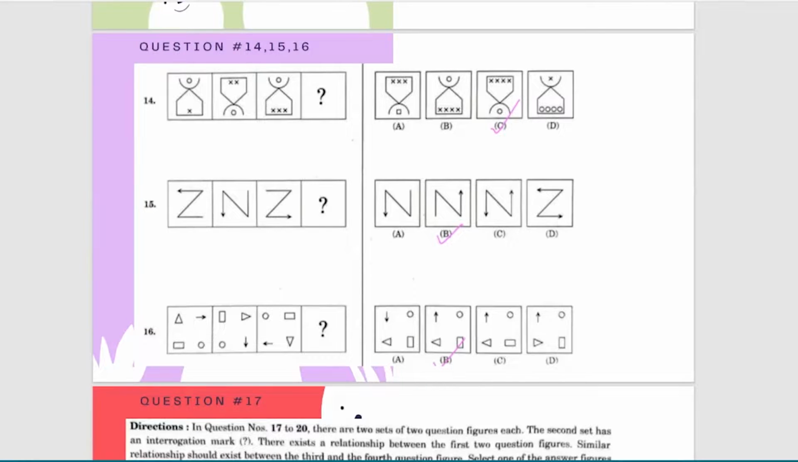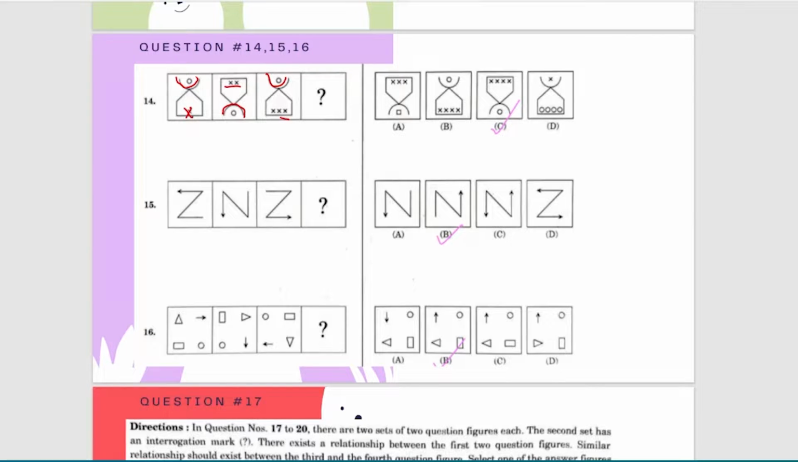Let's look at question number 14. Here we can see that first this figure has a curve which is pointing upwards, then it is pointing downwards, then it is pointing upwards again. So now it should point downwards again, right? To complete the pattern. And also we can see that the number of crosses is increasing. So here there is 1 cross, here there are 2 crosses, 3 crosses. So our final answer should have 4 crosses.